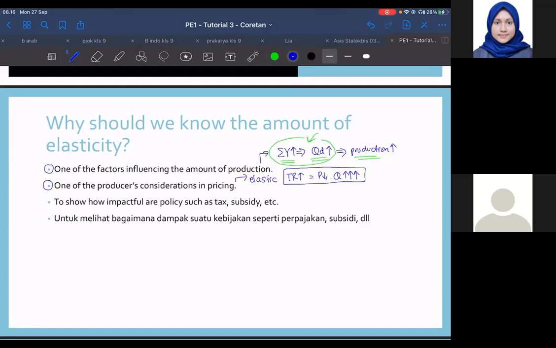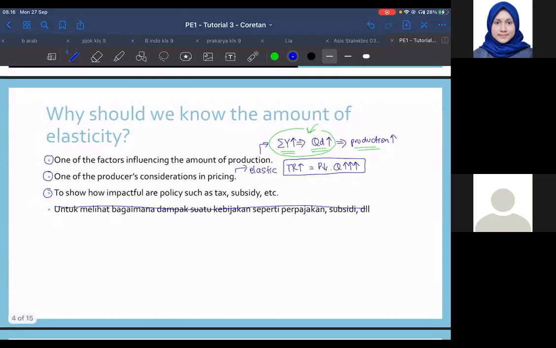Okay, and then we also could use the elasticity to see how impactful our policy, such as tax, subsidy and so on. Alright, that is why we study about elasticity. And later, if you guys are economics students, the elasticity concept will guide you along the way, because you will see it everywhere. Especially when you study econometrics later, maybe in the 5th semester. But I don't know for you guys who are doing the double degree programs.